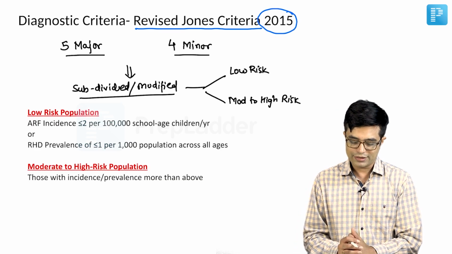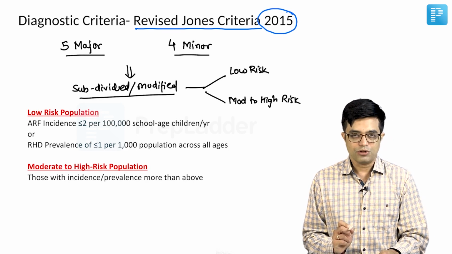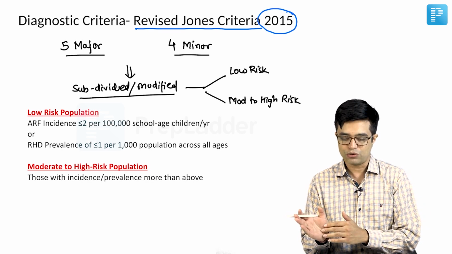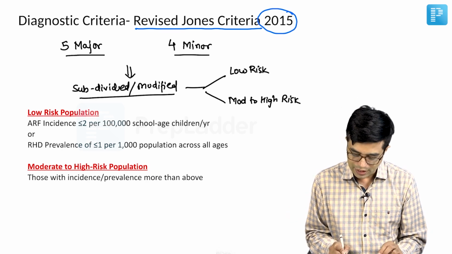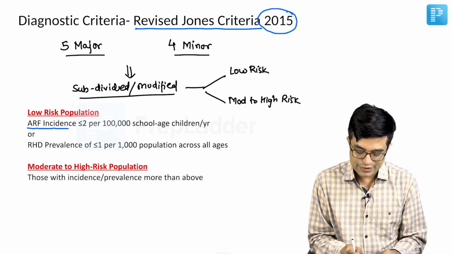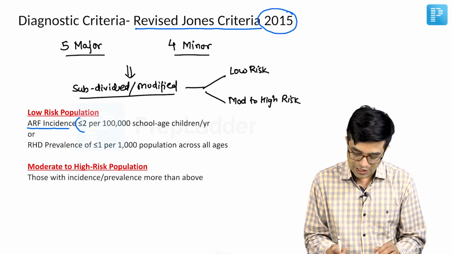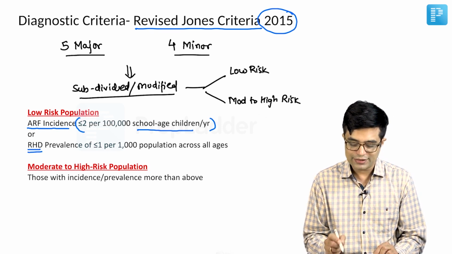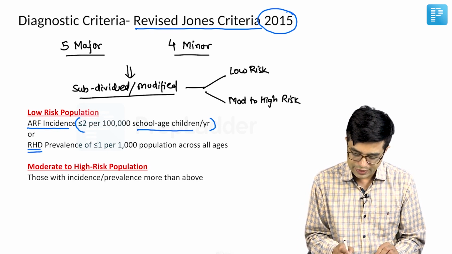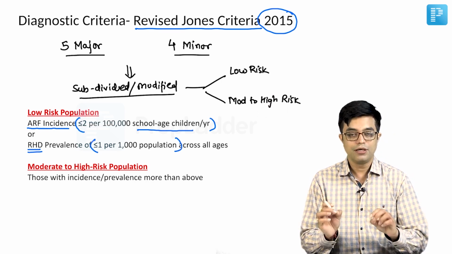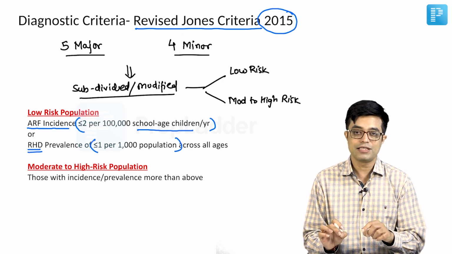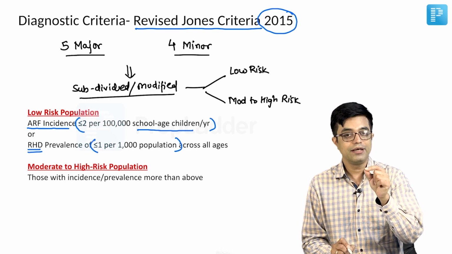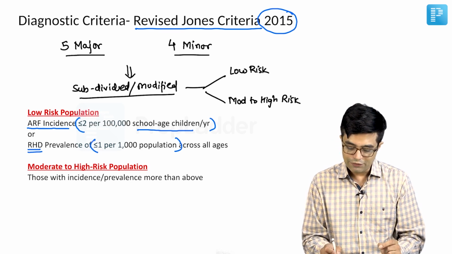So what is a low risk population? We don't define moderate to high risk. Anything which is not low risk, higher than that, becomes moderate to high risk. So low risk is based upon two things. Either when the acute rheumatic fever incidence in the population is equal to or less than 2 per 1 lakh school going children per year, or if the prevalence of rheumatic heart disease in the general population across all ages is equal to or less than 1 per 1000 people. This RHD prevalence will be across all ages, it will not be school going children, whereas the incidence includes the school going children per year. If any of the two is fulfilled, we call it a low risk population.